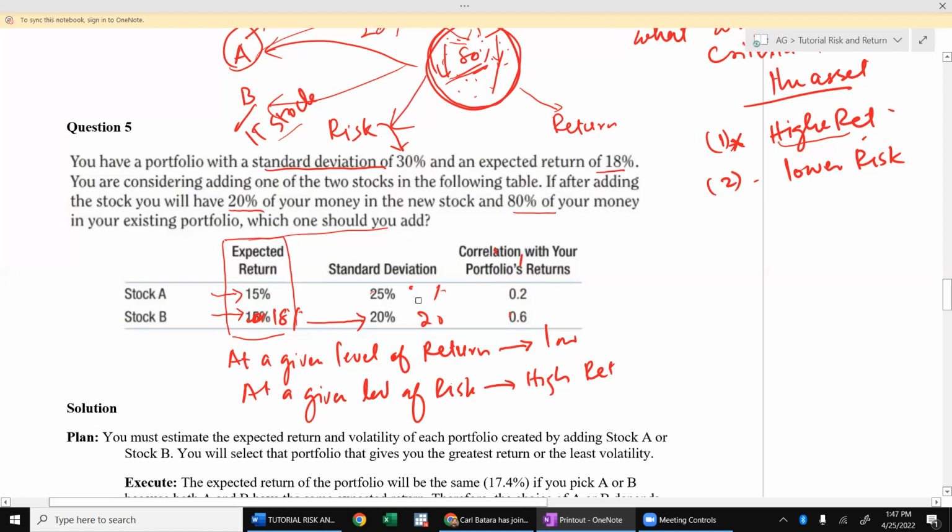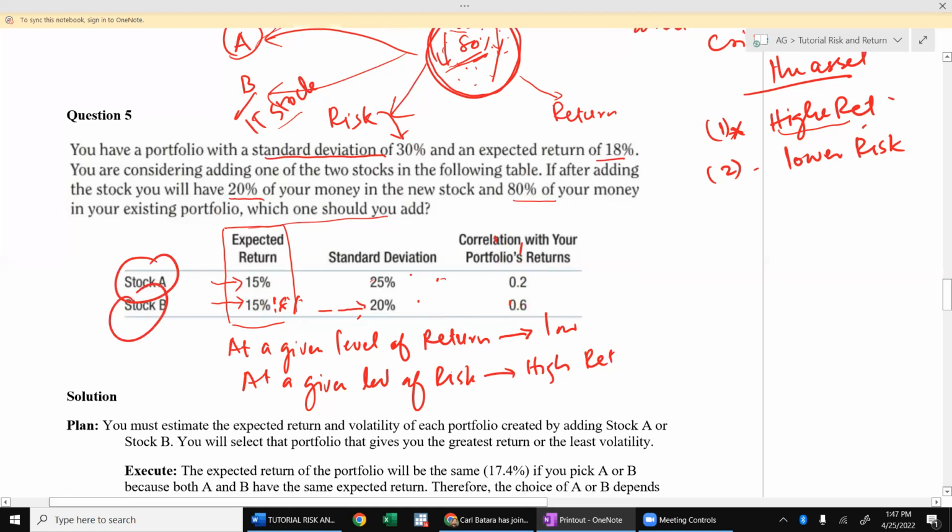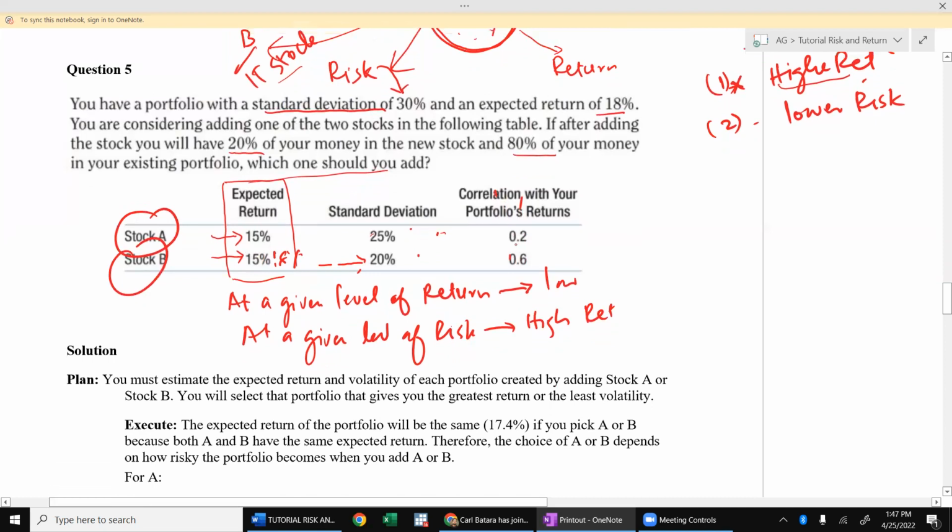We also need to look at the correlation of these individual securities with the existing portfolio. So we need to see that. Okay, so 20% is 20%, and this is 60%. As you can see, if I add stock A, it has a 20% similarity with our existing portfolio, and stock B has a 60% similarity with our existing portfolio. So which one will add more risk, A or B?